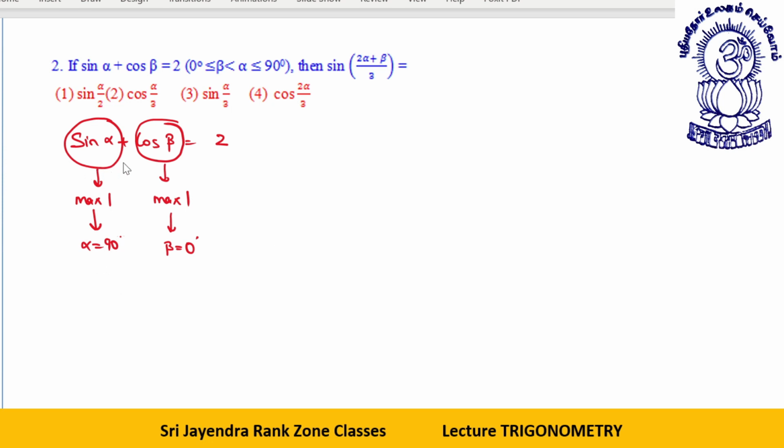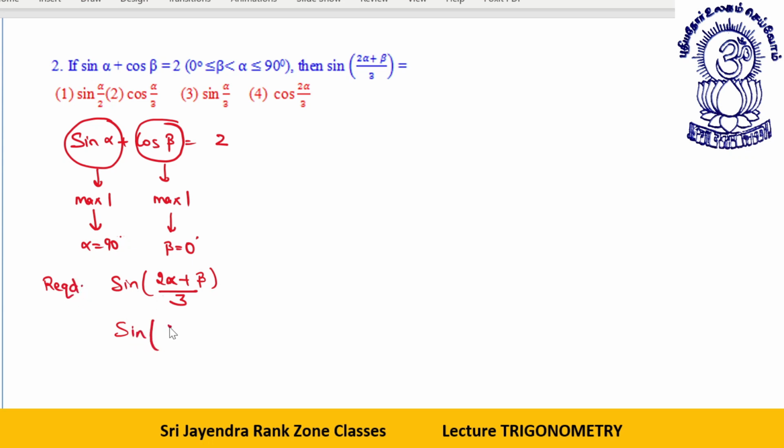These are two expressions of sine and cos. When these two are added, they yield 2. When they yield 2, what does it mean? I can directly say that both of them are 1. This is 1 when alpha is equal to 90. This is 1 when beta is equal to 0 degree. Now, what do you require? You require sine of (2 alpha plus beta) divided by 3. Okay, this is what is required.